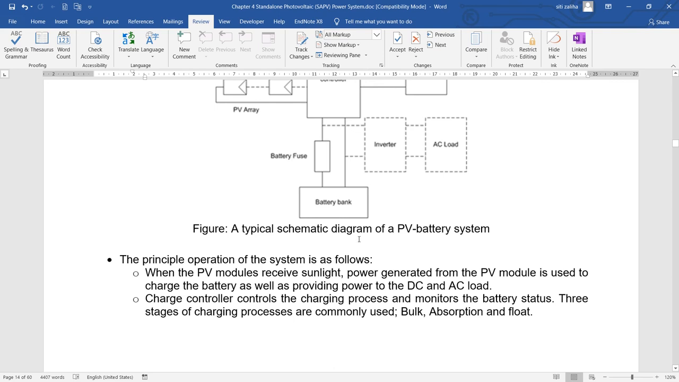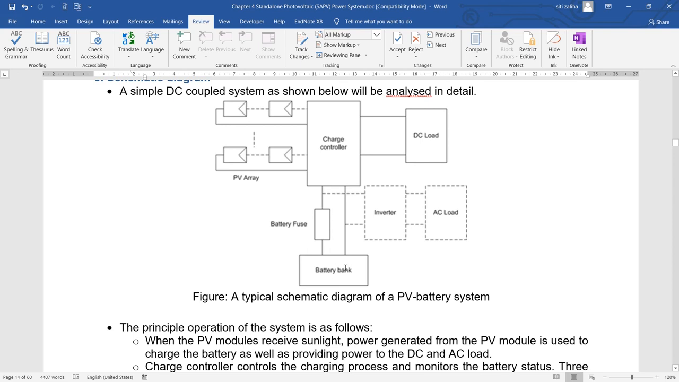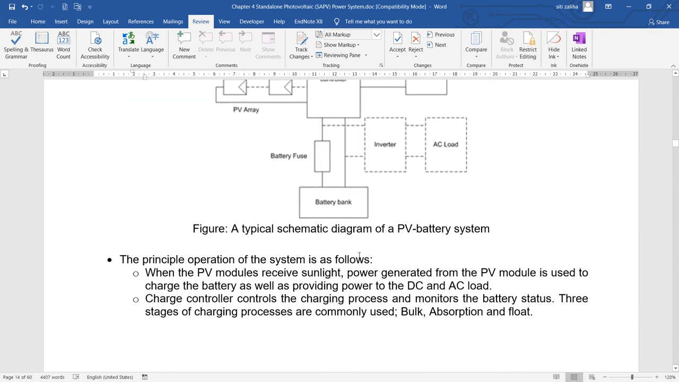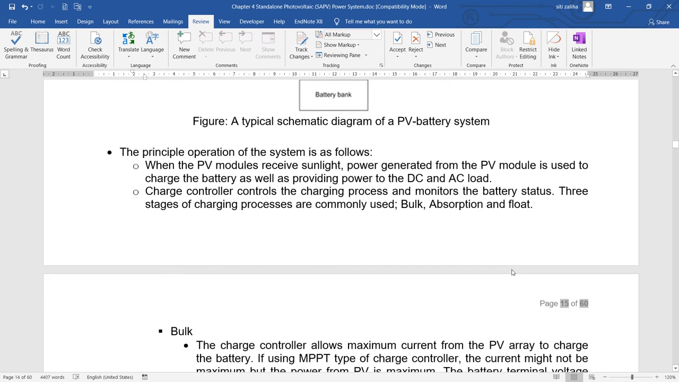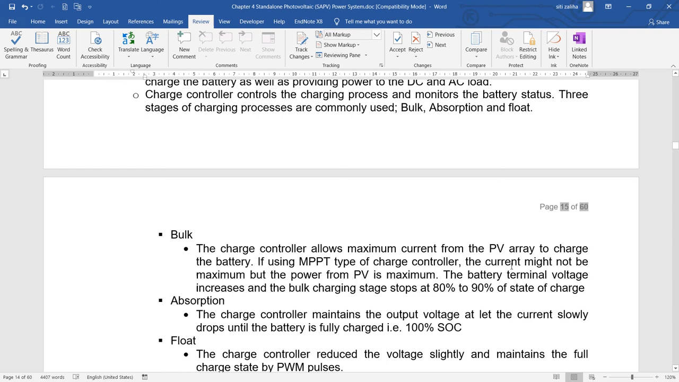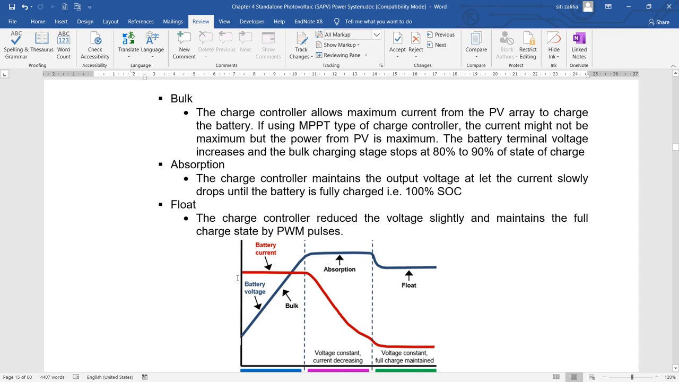We have three stages of charging process commonly used, which we call bulk, absorption and float. So what is bulk? In bulk, the charge controller allows the maximum current. This is the current from the PV array to charge the battery. In this stage, it will allow the maximum current from the PV array to charge the battery.